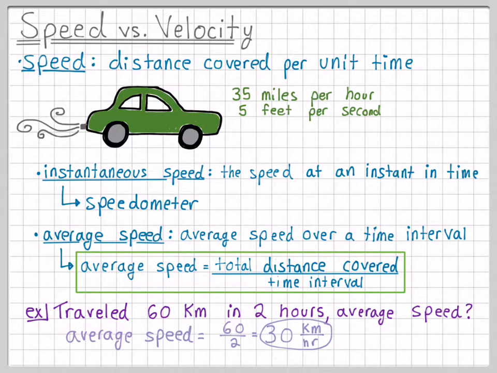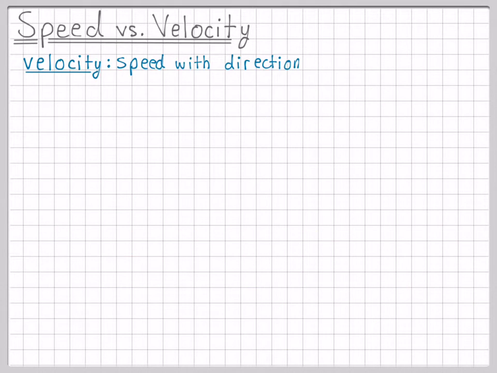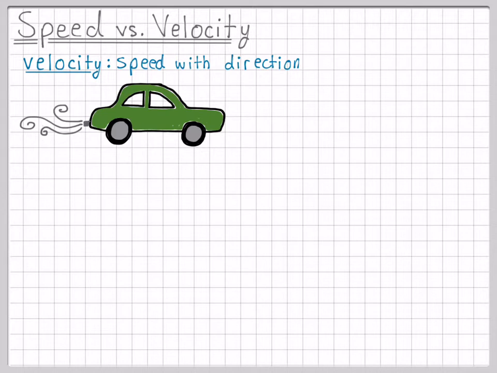Now let's discuss velocity. So velocity is very similar to speed. It is simply speed, but it also includes a direction. So let's go back to our car example. The speed of the car would be 35 miles per hour, but in order to state the car's velocity, you would have to say which direction it is traveling in. So you could say the positive direction, or the negative direction, or even east and west, but a direction must be included if you're discussing a velocity.